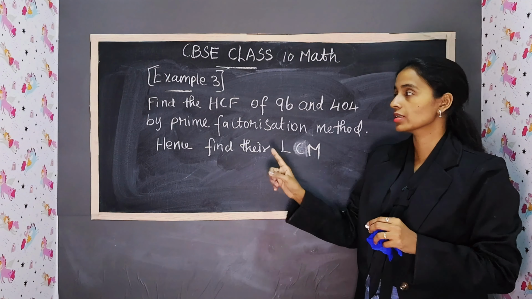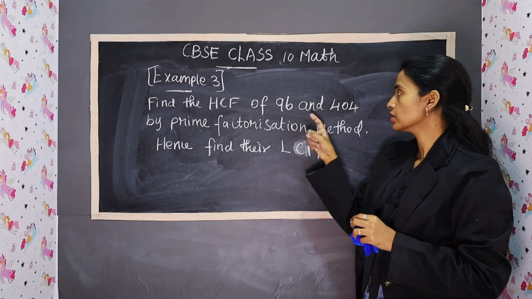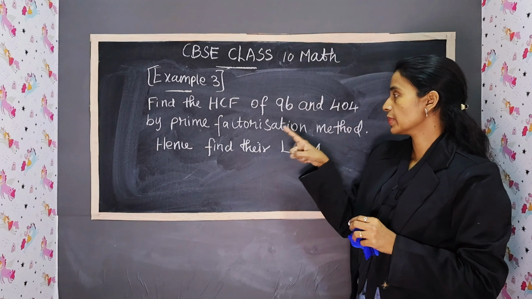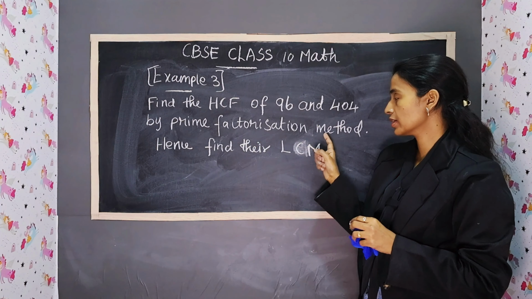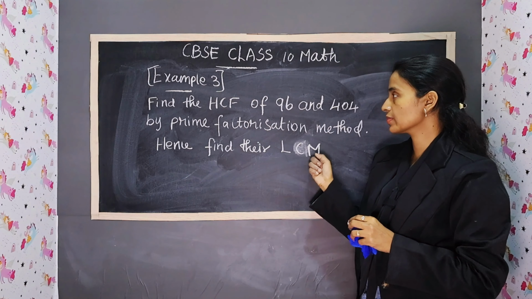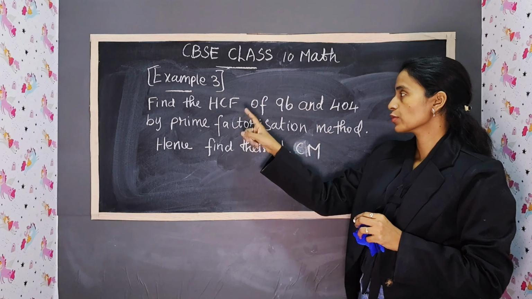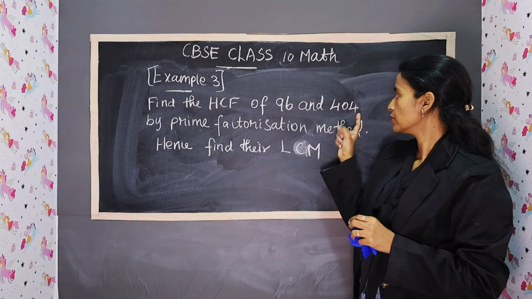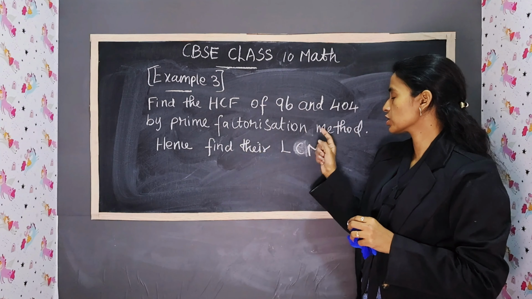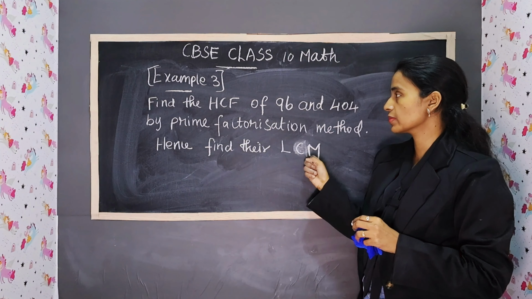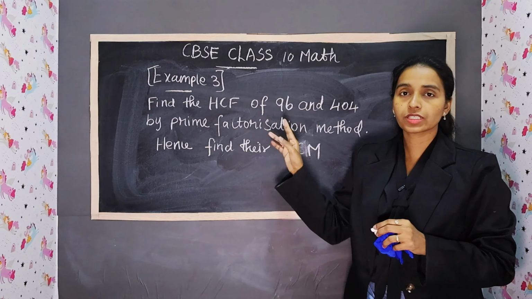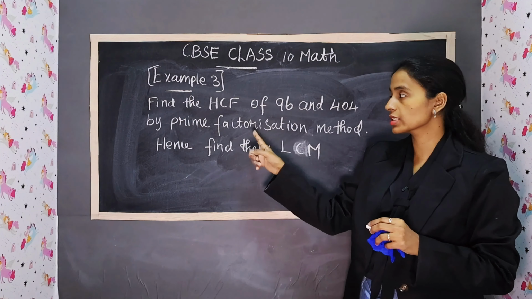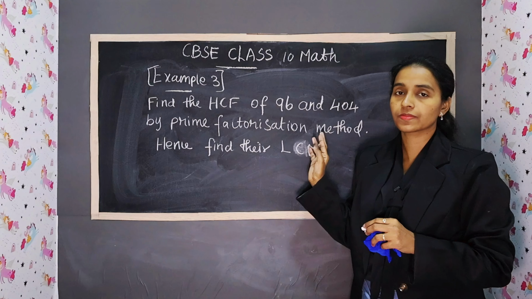Now we can read the question. Find the HCF of 96 and 404 by prime factorization method. Hence find their LCM. We have to find out the HCF and LCM of 96 and 404 using the prime factorization method.